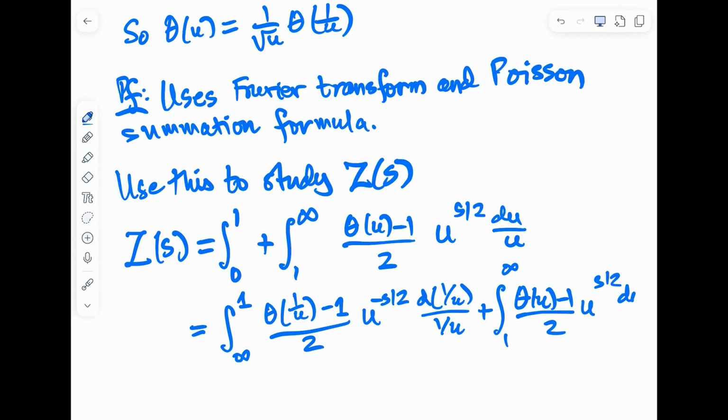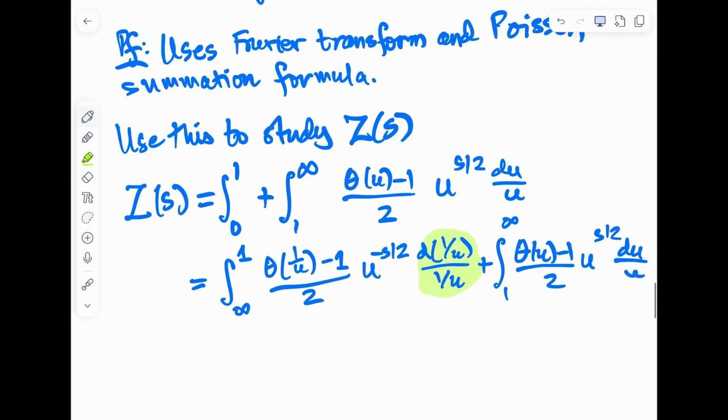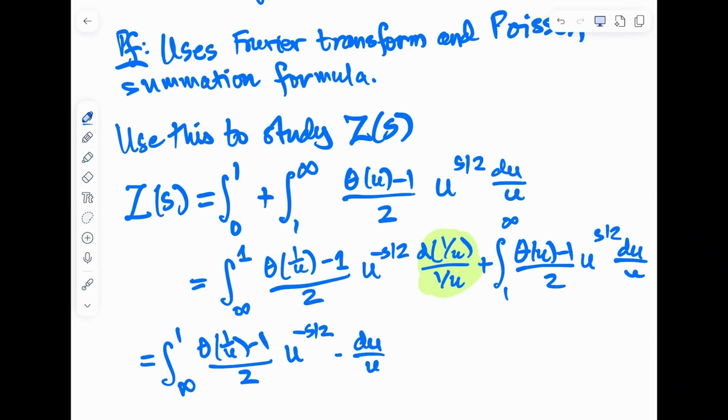So what's the deal with this piece over here? If you differentiate 1 over u, you get -1 over u squared. Divide by 1 over u, you multiply that by u, minus u over u squared, -1 over u. Of course I know that it's backwards integration, but if you actually calculate the derivative of 1 over u, you're going to wind up with du over u with an overall minus sign.